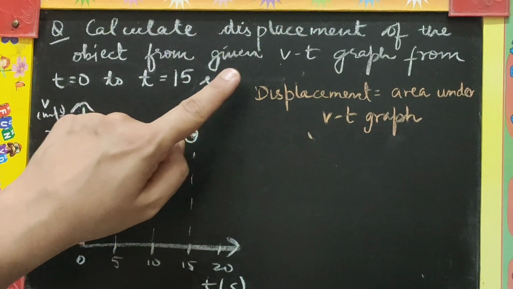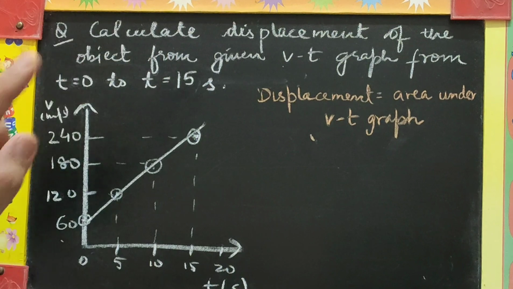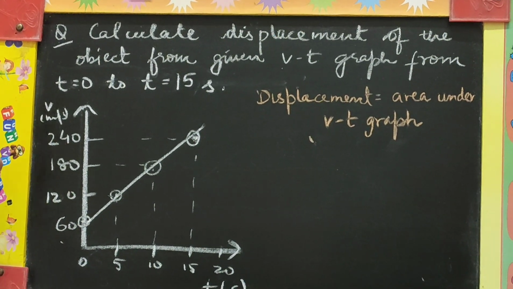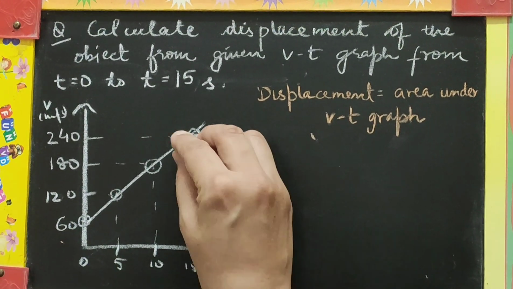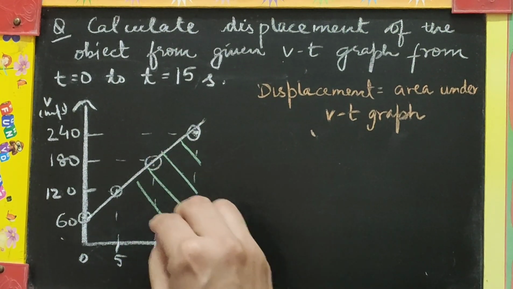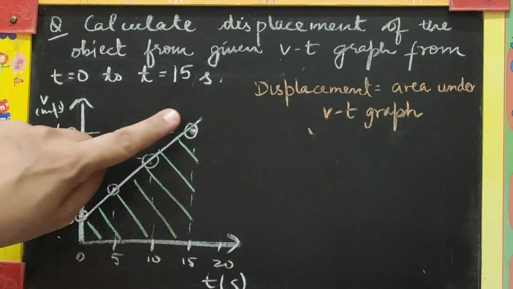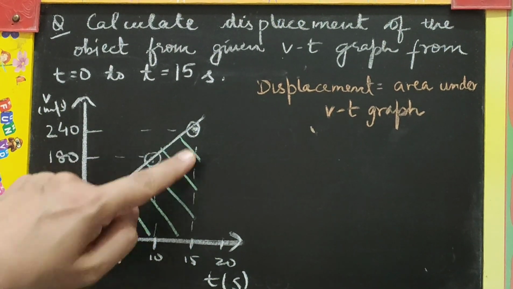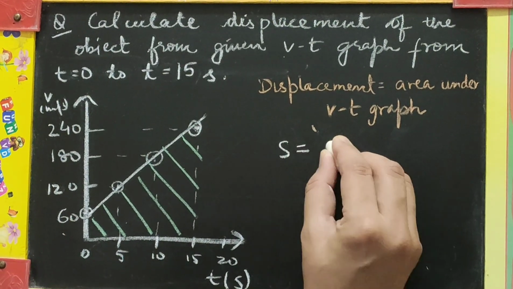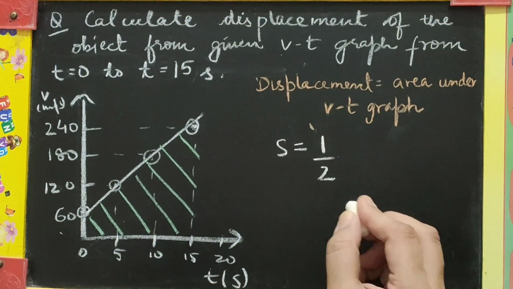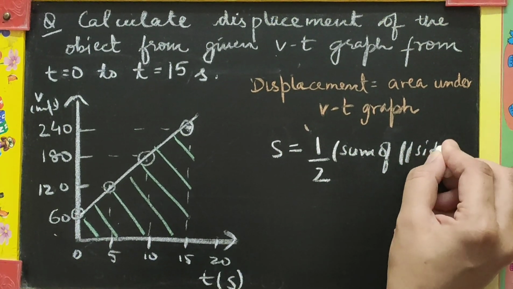In this case, the initial velocity of the object is 60 meter per second. So, you have to calculate the displacement of this object from t0 to t15 seconds. The method of calculation remains the same, that the displacement would be the area under the VT graph. So, that would mean we are talking about the trapezium which has been intercepted by the graph. This is the area under the graph. So we have to calculate the area of this trapezium. Now remember, area of a trapezium is calculated as half sum of parallel sides into height.